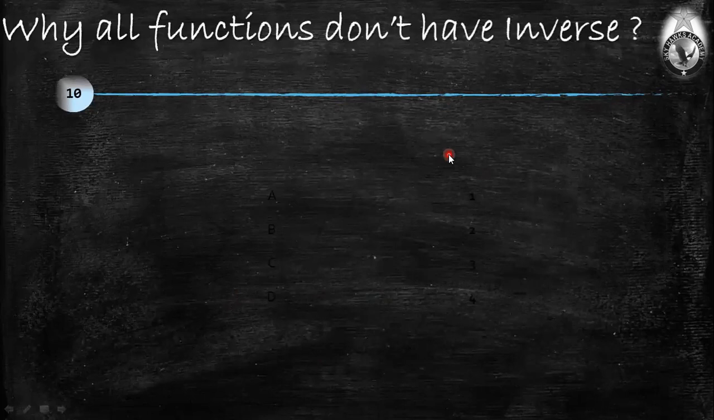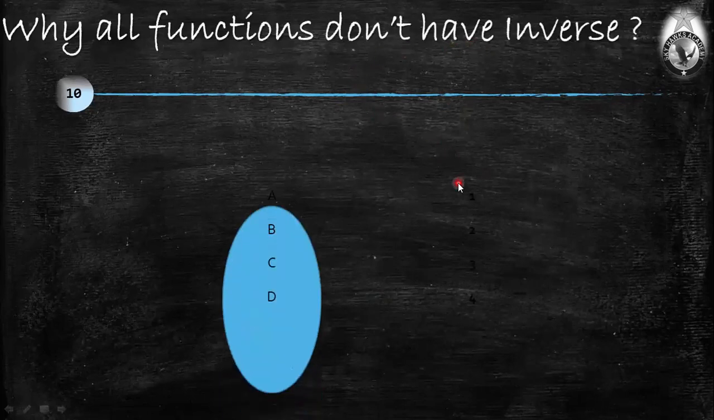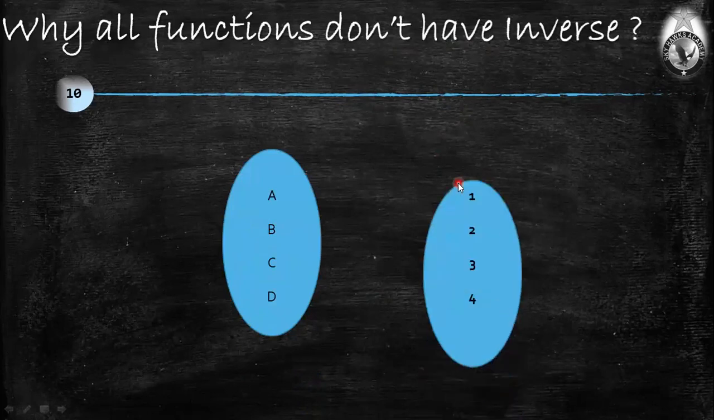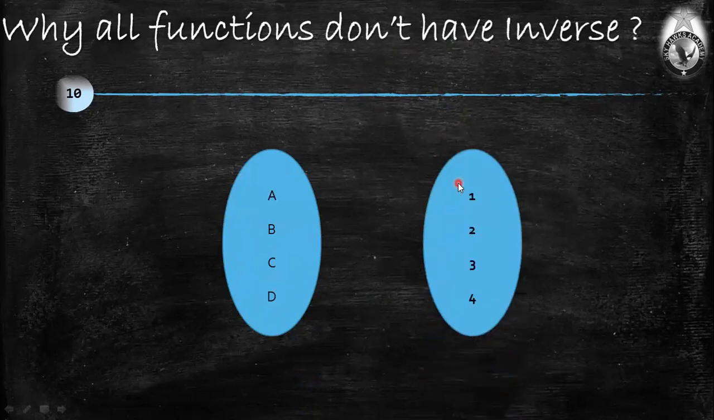Next is why all functions don't have inverses. One more reason is to explain this one. Once again, we have two sets, the left oval containing A, B, C, D, and on the right the numerals 1, 2, 3, 4.